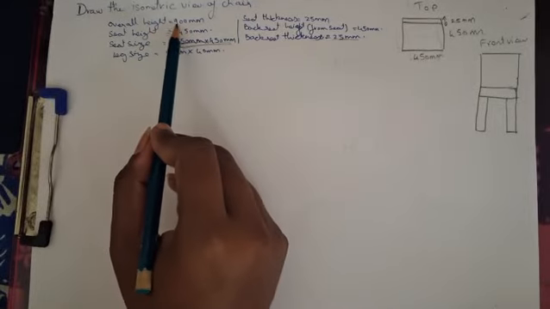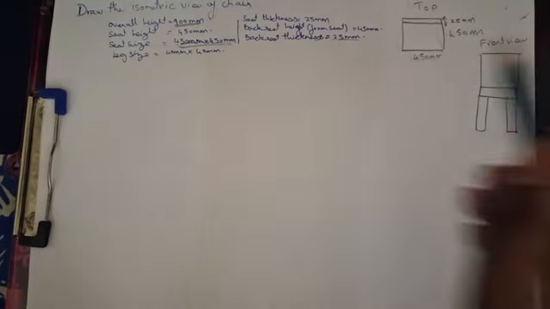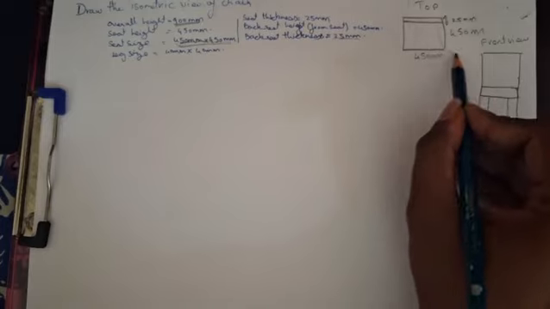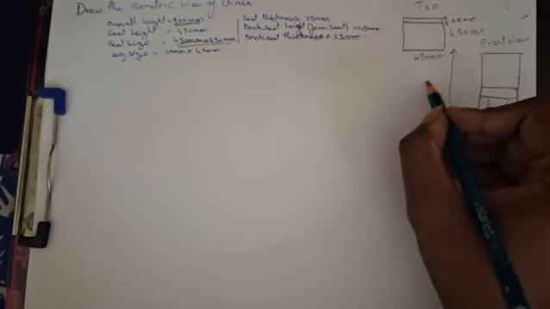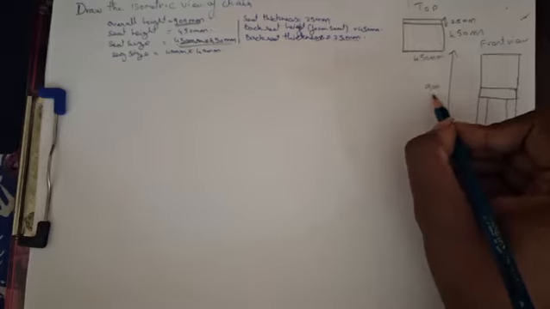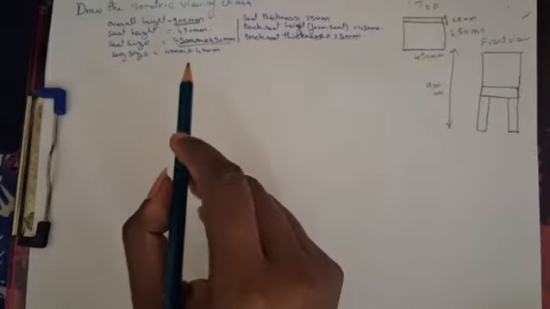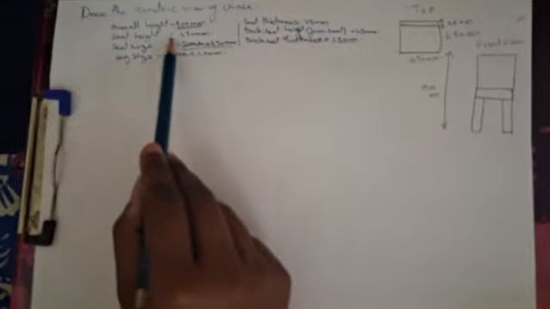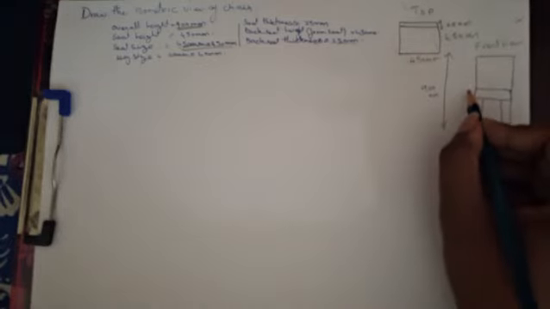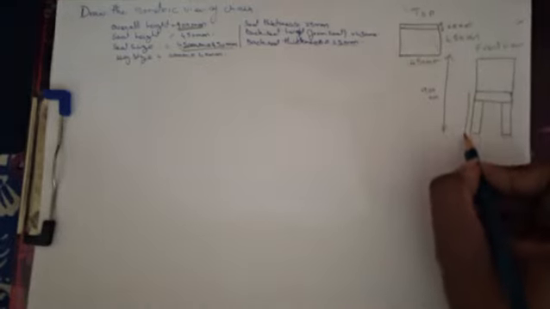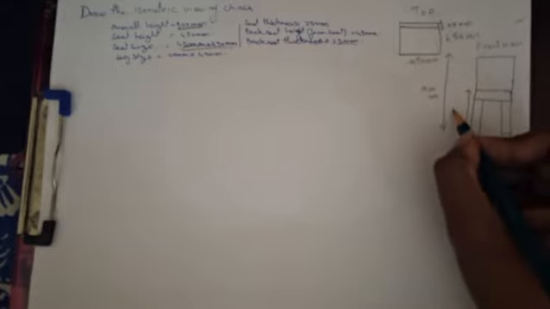So the overall height of the chair is 900 mm, and the seater height from the floor is 450 mm.